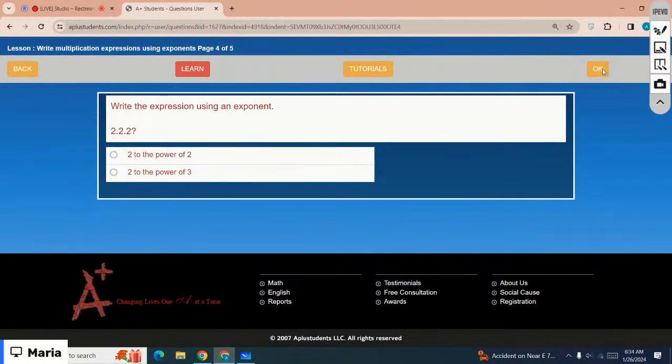Write the expression using an exponent. Yes, very good. You can write it as 2 to the power of 3, because 2 is multiplying 3 times. Basically, the exponent tells you how many times you have to multiply the base, right? Write the expression using an exponent. So, which is the correct option?